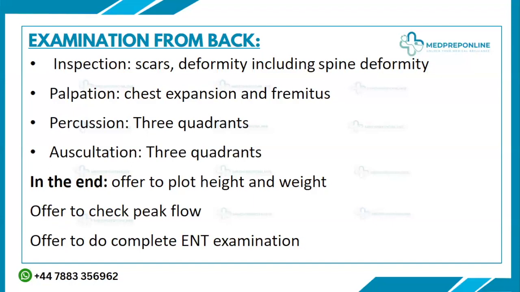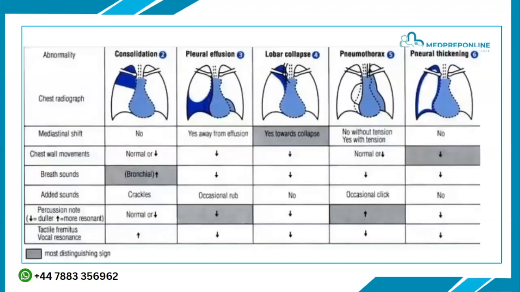Just do the palpation. If you have missed the throat examination, you can just do it right now at this point of time. Even if you miss anything, you can say that I would like to end with the complete ENT examination, the ear, nose, and throat, because of course you cannot manage time for doing that. You will ask for the child's growth parameters, and you'll offer to plot them. And if the child is a known case of asthma, you'll offer to check the peak flow, and finish off with the ENT examination. Okay.